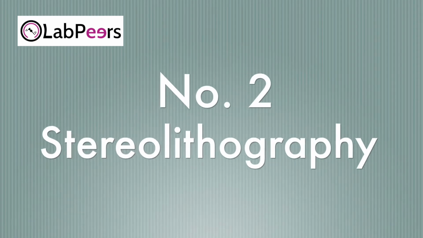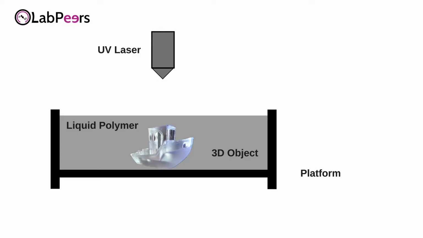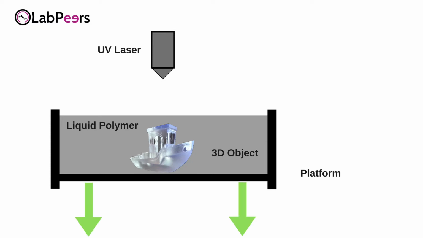Next we have stereolithography. In stereolithography you have a bed of liquid polymer and an ultraviolet laser. Layer by layer it cures the liquid polymer. After each layer the platform is lowered, the liquid polymer is evened out, and the next layer is produced.